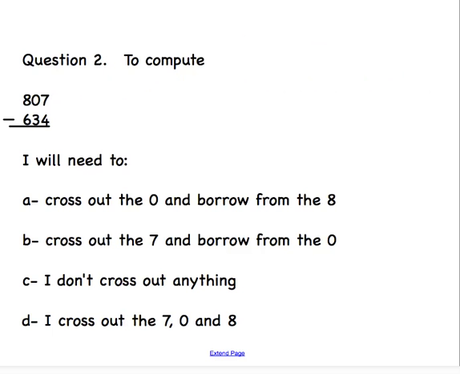Question 2. Please compute or figure out this problem. Write it in your journal so that your teacher can see your work. 807 minus 634. I will need to A. Cross out the 0 and borrow from the 8. B. Cross out the 7 and borrow from the 0. C. I don't cross out anything. Or D. I cross out the 7, the 0, and the 8. Please remember to show your work.